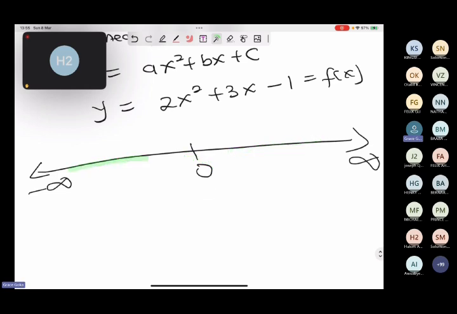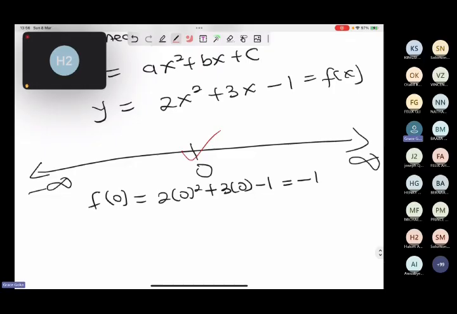Then we can conclude. All right, so if we put our first number in there, which is 0, f of 0 will give us 2 times 0 squared plus 3 times 0 minus 1, and that is minus 1. Minus 1 is a real number. Therefore, 0 is part of the domain.